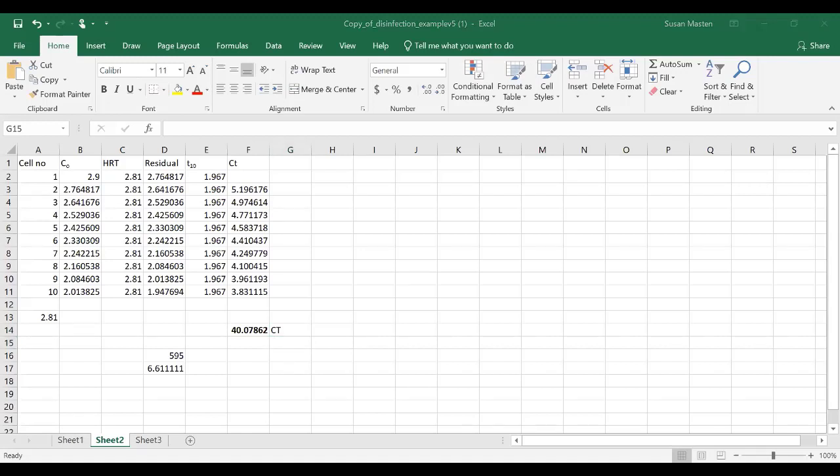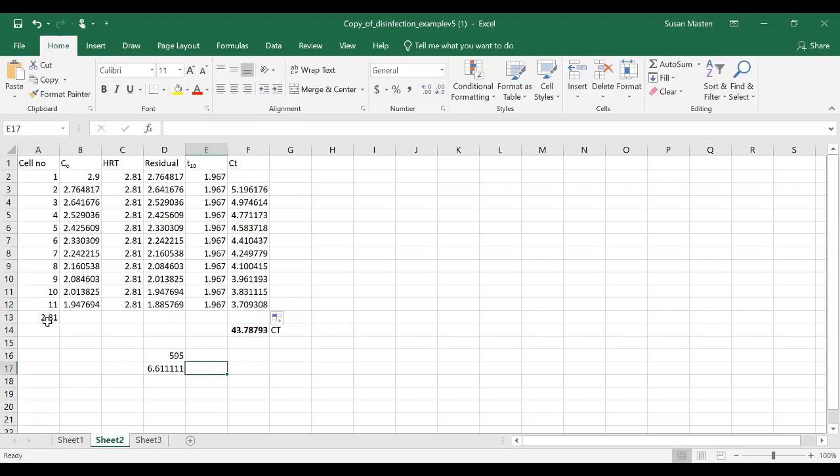So the question is, is the CT total for every cell? Let's just go back. So the CT is equal to the residual in the cell times T10 for that cell. So the residual times T10, and then I sum that up for each of the cells. I could add an 11th cell.